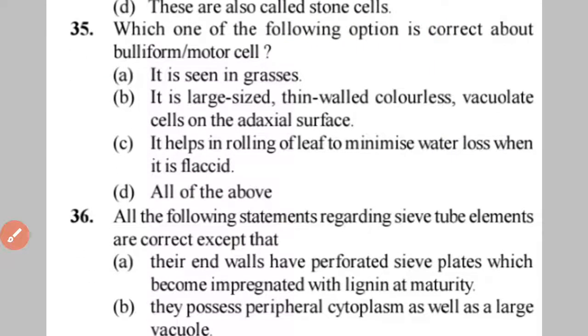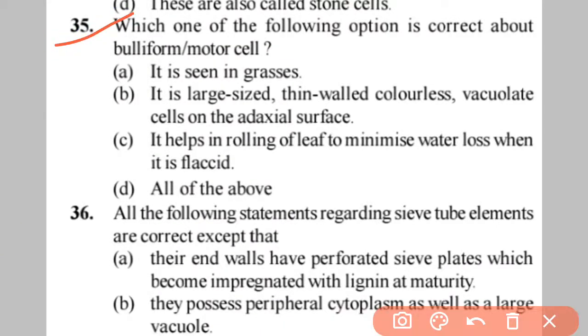Question number 35. Which of the following options is correct about bulliform or motor cells? Bulliform cells are also known as motor cells. So here we have to find the right one. First is it is seen in grasses. Second one is it is large size, thin walled, colorless, vacuolate cells on adaxial surface. Option C is it helps in rolling of leaf to minimize water loss when it flaccid. And the last one is all of the above.